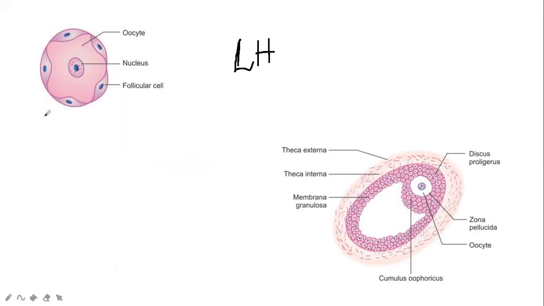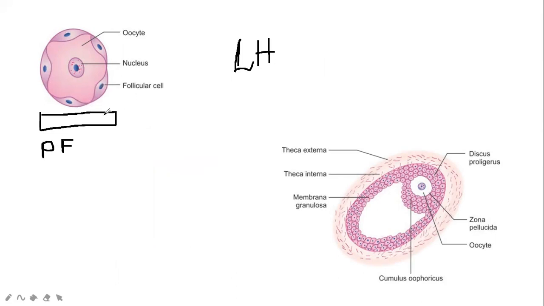When one is born, they have what we call the primordial follicles. The structure of the primordial follicle is one cell, the oocyte, that is surrounded by squamous cells that are called the follicular cells.